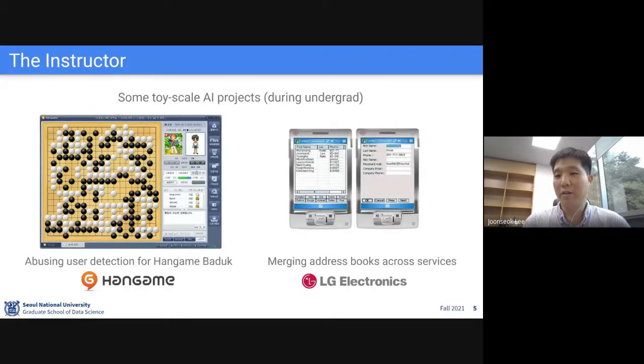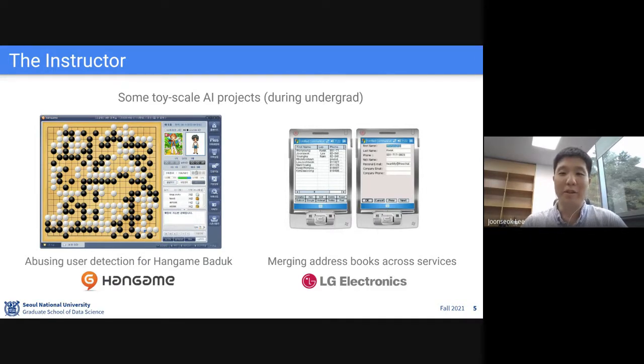And then this was the project that I did as my undergraduate thesis in 2009. That time was around when we started using smartphones in Korea. As far as I remember, it was the summer of 2009, the iPhone, and I'm not sure if Android was there at that time, but some Samsung phones were also getting smarter.